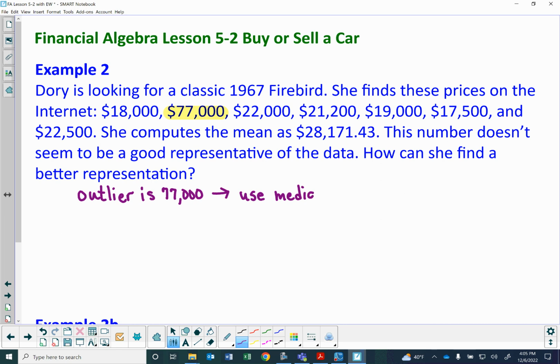So remember, when you use a median, that means you have to put the data sets in order from smallest to largest or largest to smallest. I normally use smallest to largest, that's just my habit. So if we're going to put all these data pieces in order, the smallest one is 17,500. The next smallest data piece is 18,000. Then we have 19,000.